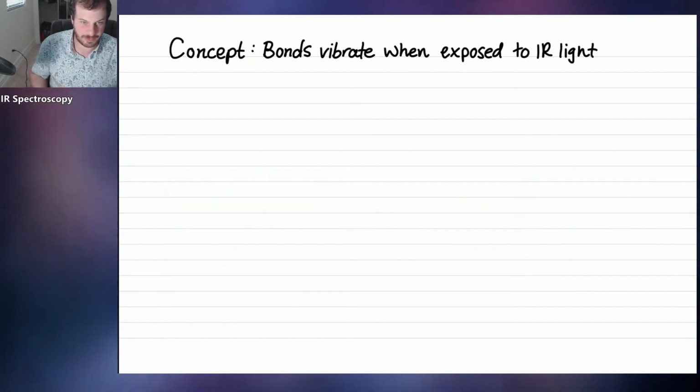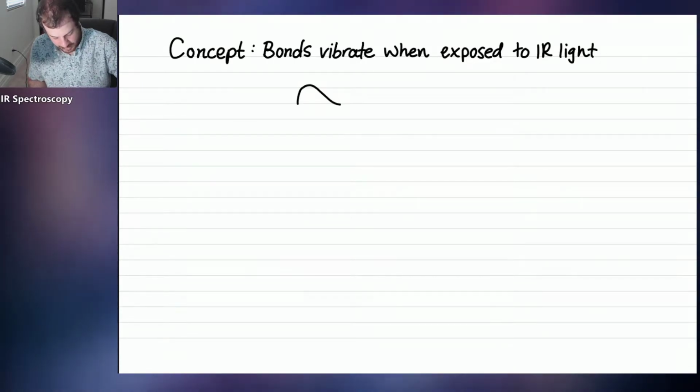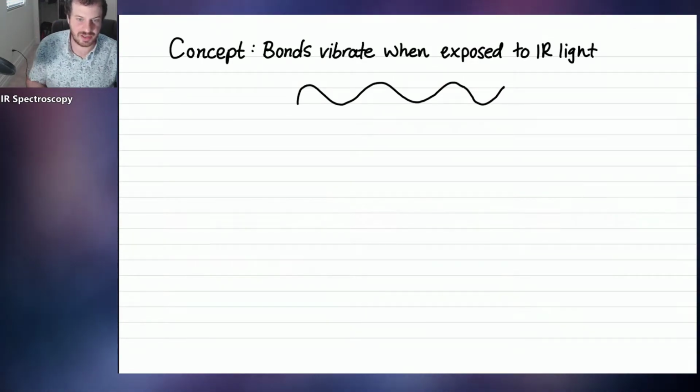Okay, why do they vibrate? Well, let's take a look at what exactly IR light is. IR light is just electromagnetic radiation. If you look at what electromagnetic radiation is, it is a wave of energy, and the wave contains an electric field. I'm sorry that my wave kind of sucks, but imagine my wave is a little bit more symmetric. The wave contains a magnetic component and an electric component. That's why it's called electromagnetic radiation.